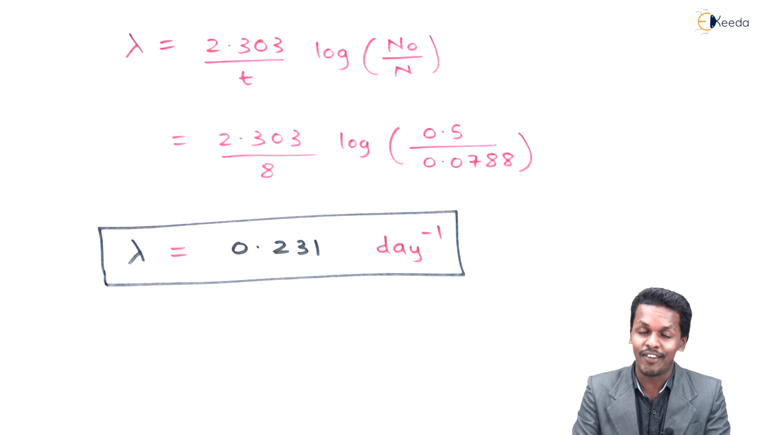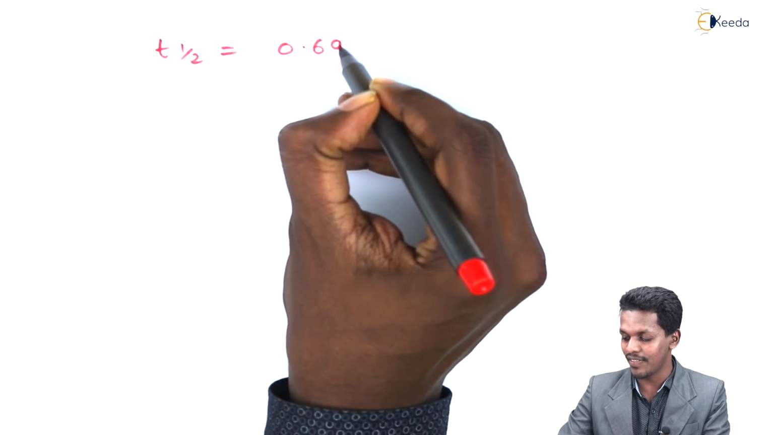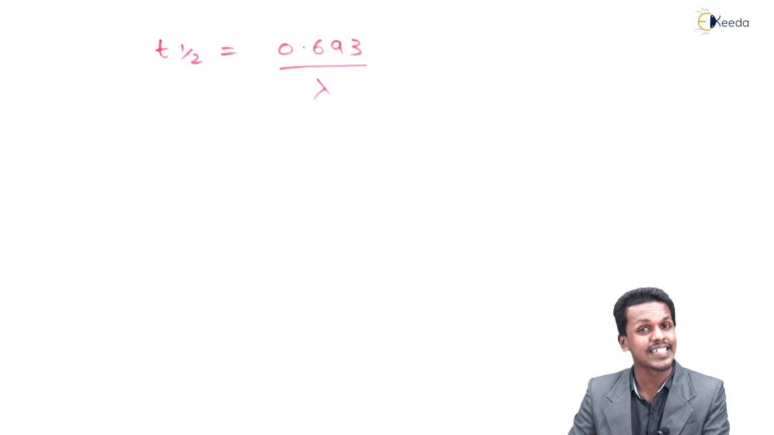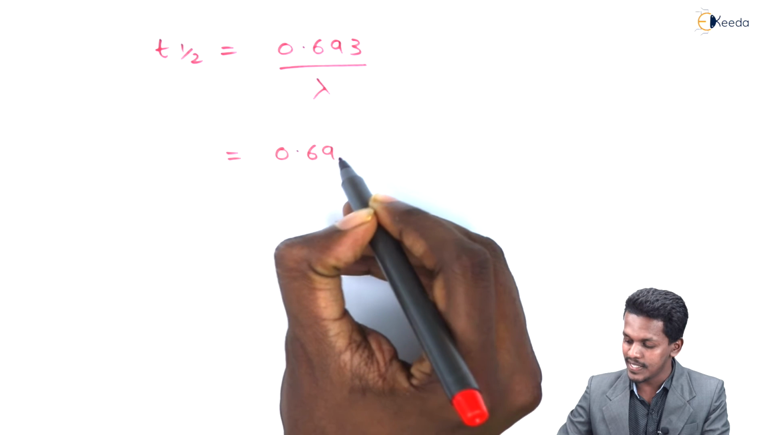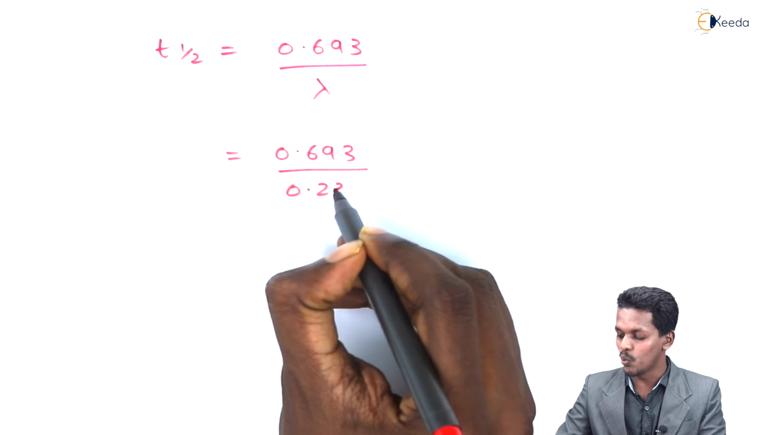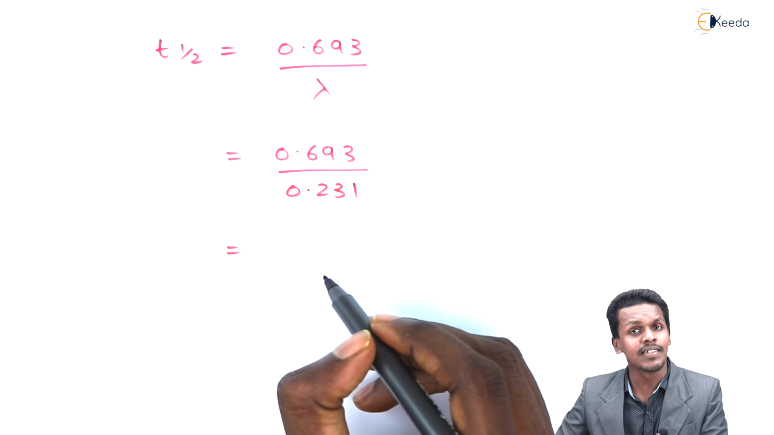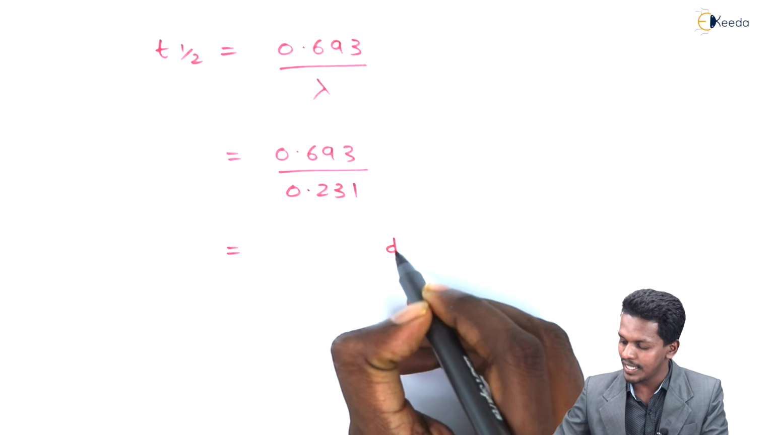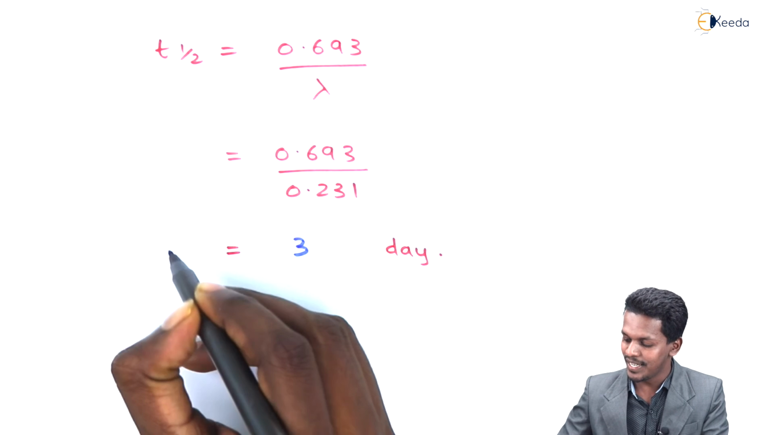But this is not the final answer. We have to calculate the t half, that is the half-life period. For that we have a formula: t half is equal to 0.693 divided by lambda, the decay constant. Here we have the value of the decay constant, so t half is 0.693 divided by 0.231 day inverse. In that case the half-life period will have a unit in days. So let's see what answer we get. Here we have got the half-life period as 3 days, and that's it.